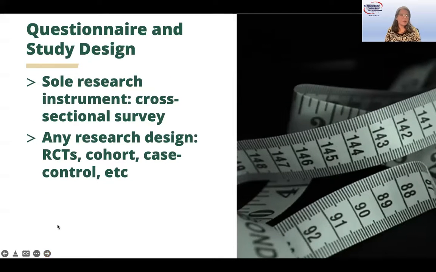So is a questionnaire a study design? No, a questionnaire is not a study design. A questionnaire is a research instrument to collect data. When we talk about questionnaires, we think about a cross-sectional survey. That's a study design. But you can use questionnaires in any study design, for example, in randomized controlled trials, cohort studies, case control studies. It's a form of collecting data.